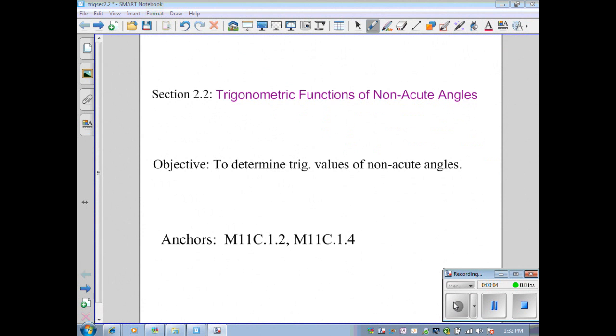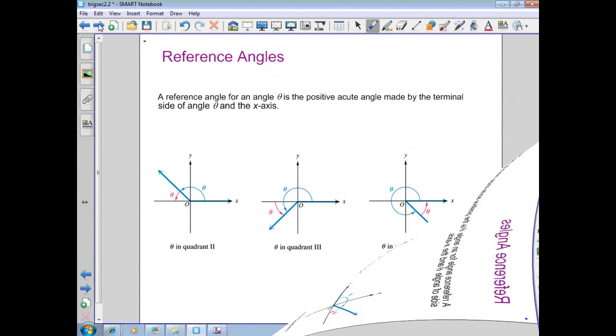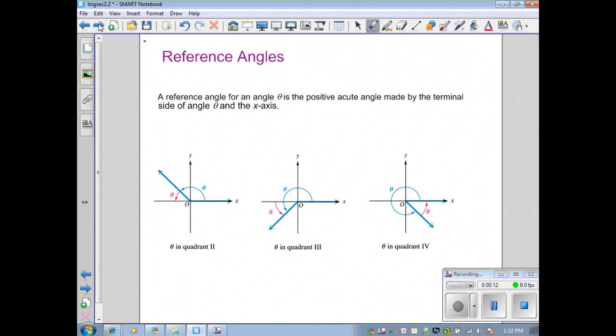Section 2.2, to determine trig values of non-acute angles. In our first section of Chapter 2, we discussed trig values in relation to acute angles. But if you take a look at our first slide, we have three coordinate planes that have angles greater than 90 degrees. In other words, they're not acute. But so far, we've determined that our functions work with only acute angles. Well, how can we get the idea of acute angles when we are using angles greater than 90 degrees?